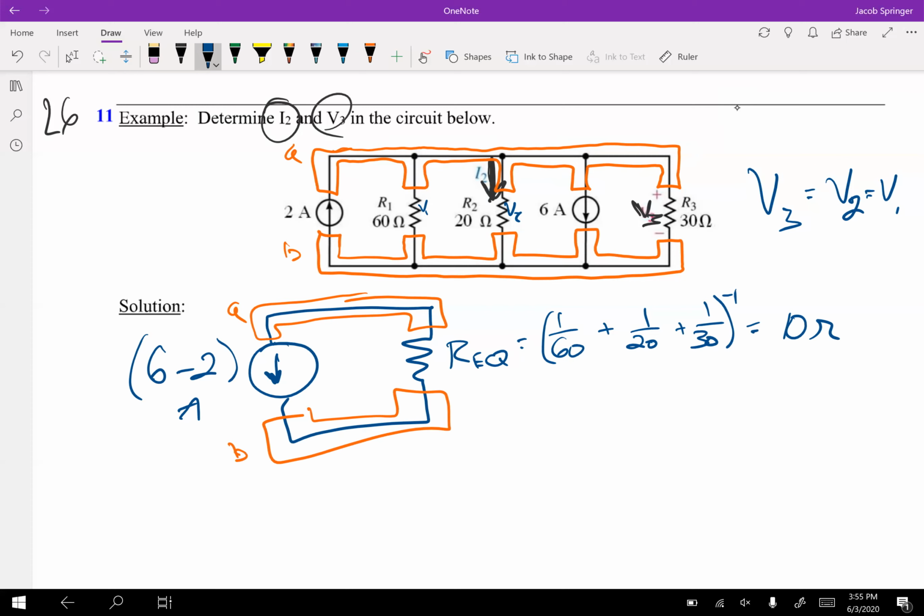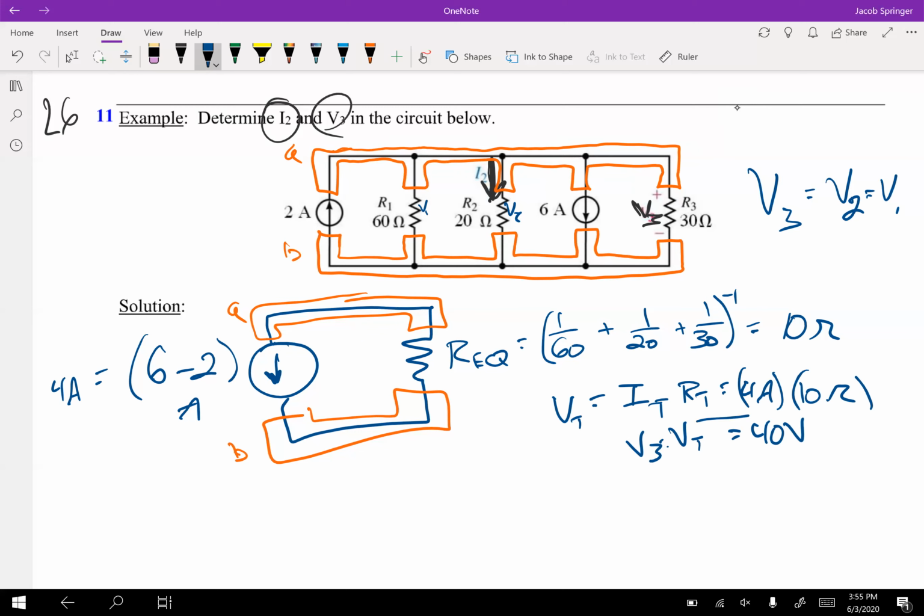So if this came out to 4 amps, and I wanted the voltage across it, we'll call this total now. I total, R total. I total in this case is 4 amps. The R total is what we saw right here, 10 ohms, and we get 40 volts. That's the V total, but that's the same as V3.